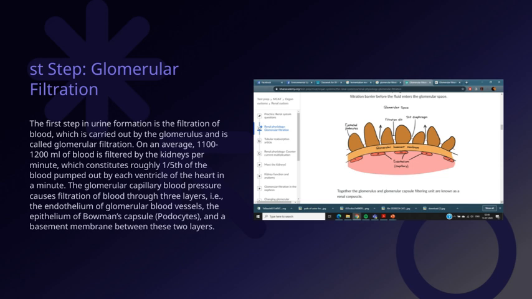Understanding this layered structure is crucial because it explains how filtration selectively occurs, allowing water and small molecules to pass through while larger components, like blood cells and proteins, stay in the bloodstream. This step is fundamental because it sets the stage for the entire process of urine formation, helping the kidneys filter waste products and maintain overall fluid balance in the body.